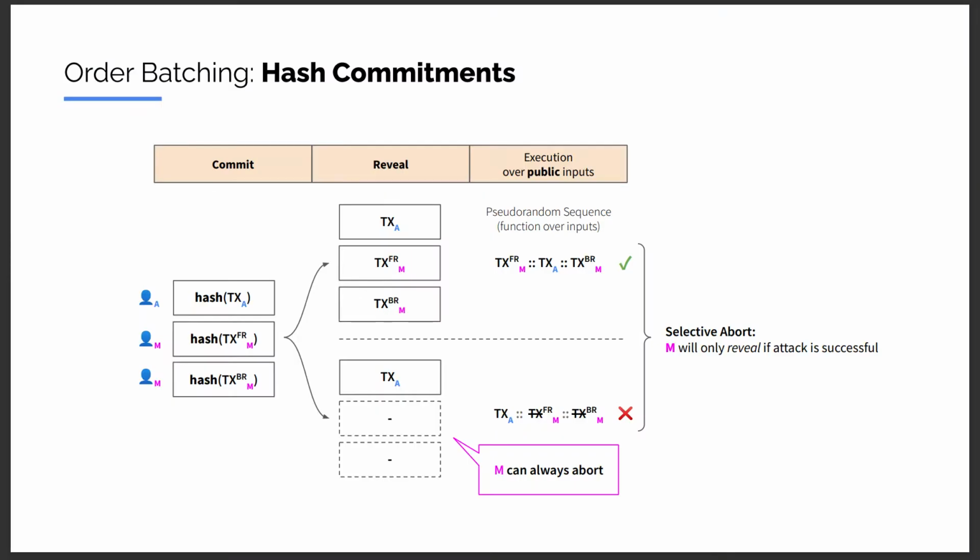So here's, I guess, a motivating example with a naive example with hash commitments. One could consider the users first committing a hash of their intended transaction. So we have the honest user here with the honest transaction. We have a malicious user with a front-run transaction and a backrun transaction, which it hopes to be able to sandwich the honest user transaction.